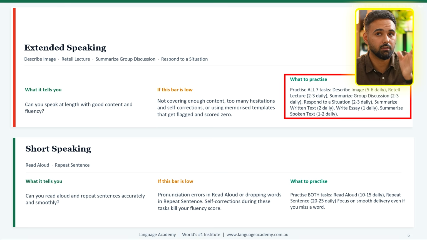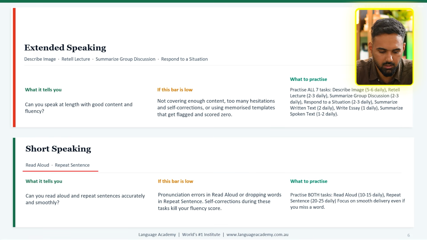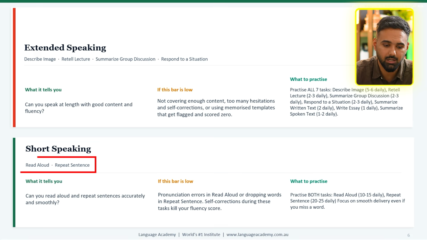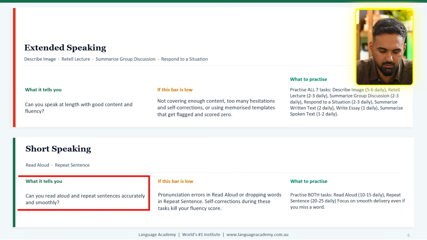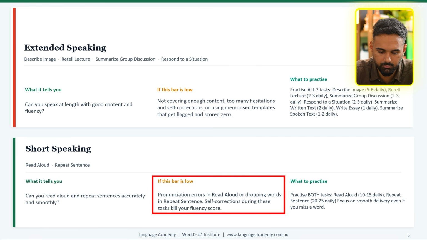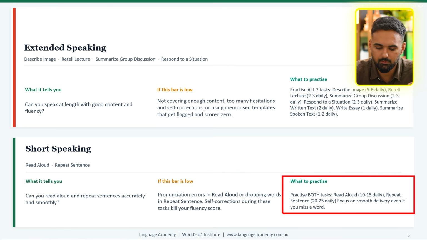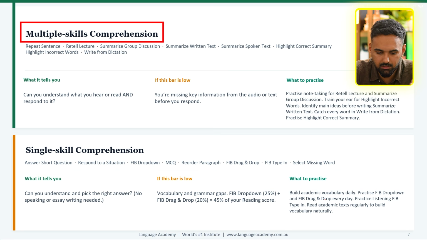Further, I'll tell you how you can figure out whether respond to situation was an issue or describe image was an issue. Next is short speaking: read aloud and repeat sentence. Only read aloud and repeat sentence. This tells you whether you can speak your read alouds and repeat sentences accurately and smoothly. If this is low, that refers to pronunciation mistakes in read aloud and repeat sentence. If this is low, you have to practice around 10 to 15 read alouds and 20 to 25 repeat sentences every day.